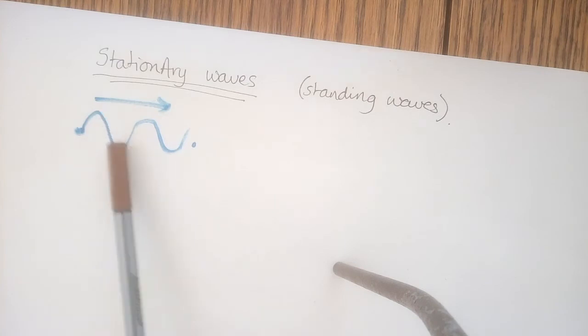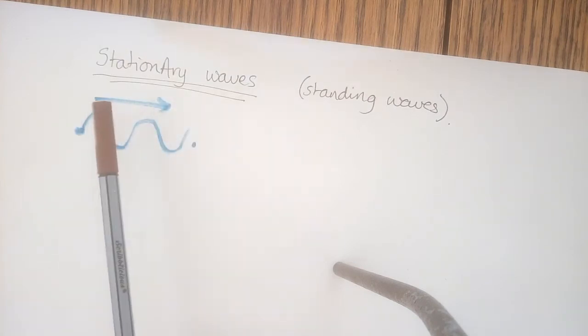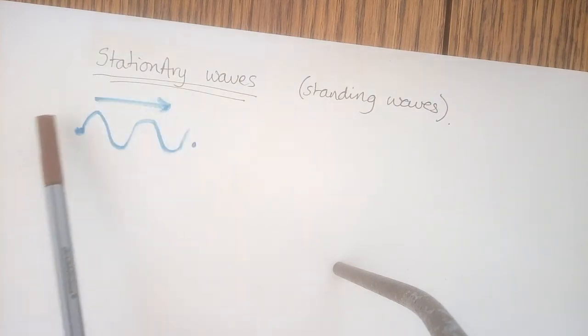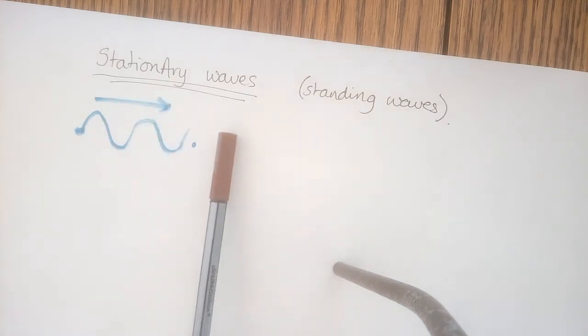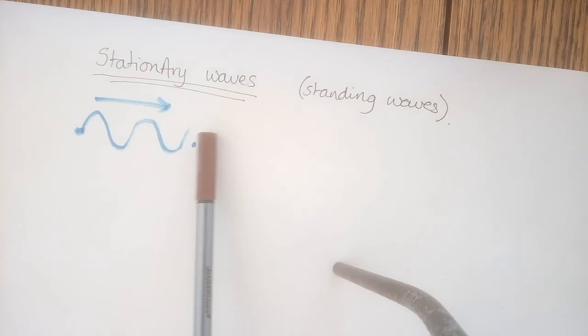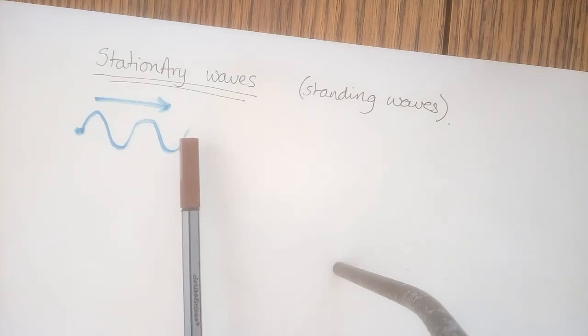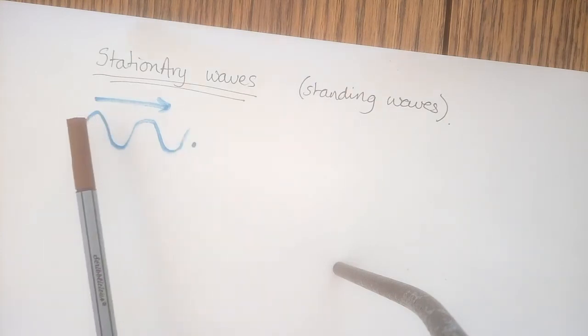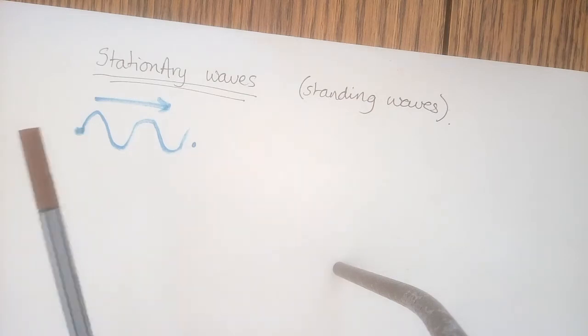So far we've looked at progressive waves, and as hopefully you know, progressive waves take energy from one point to another point. The speed that they go depends on the medium they travel through, and then the frequency and the wavelength are dependent on the energy put in, that sort of stuff.